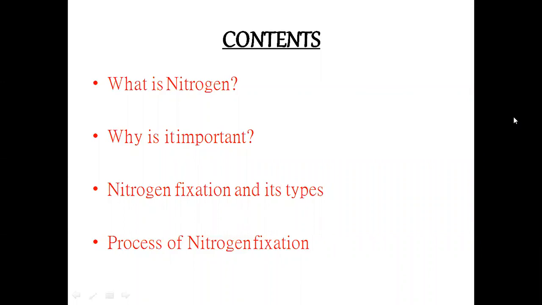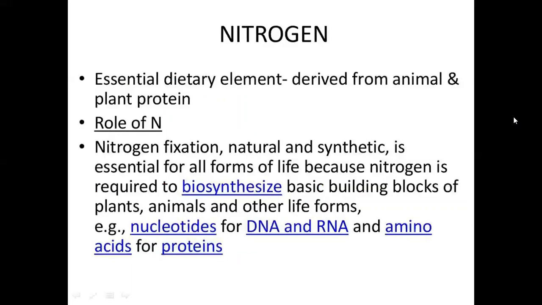So the third thing is nitrogen fixation and its types, meaning what the types are, the ways they fix nitrogen, and the process of nitrogen fixation. These are the contents we are going to discuss in this video lecture tutorial. It's very important. If you are watching this video carefully, you can write down in your class notebooks one by one. Okay. So first of all, nitrogen is a dietary element derived from animal and plant protein, mainly protein.